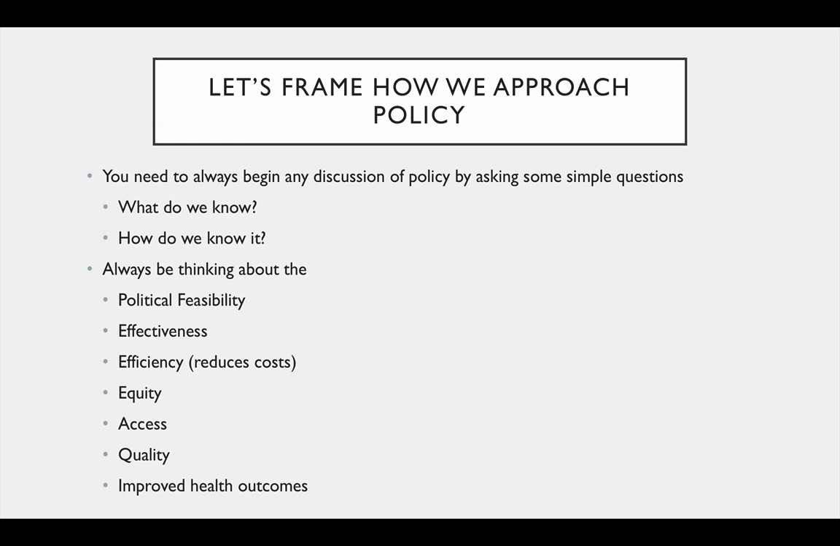Always think about, is it politically feasible? So really, I would like nobody in the world to own a gun. I think that if we redid the Constitution, we would be better off without a Second Amendment. But guess what? That is not politically feasible, and it's not going to happen.